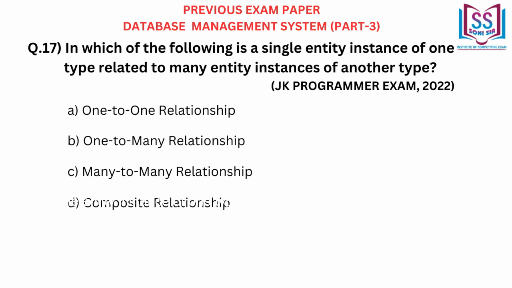In which of the following is a single entity instance of one type related to many entity instances of another type? A. One-to-one relationship. B. One-to-many relationship. C. Many-to-many relationship. D. Composite relationship. Correct answer B. One-to-many relationship.